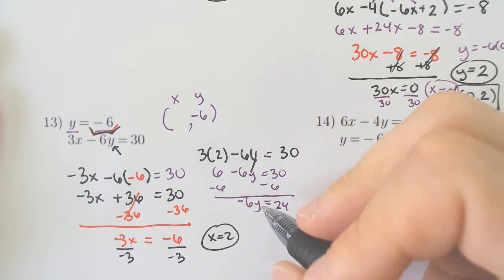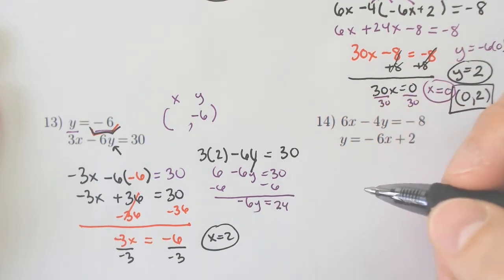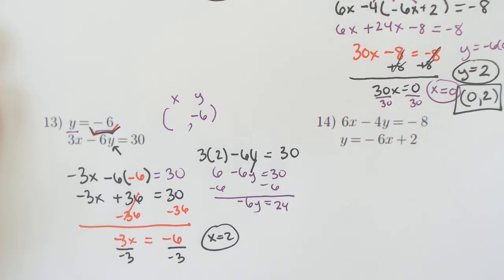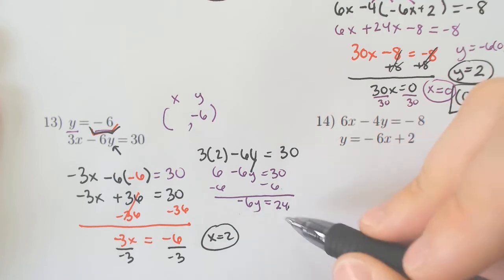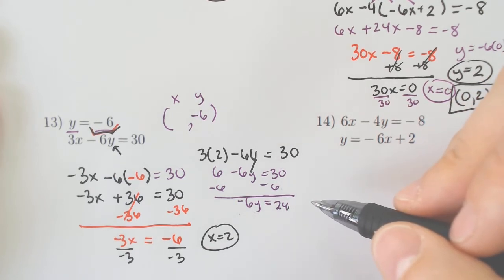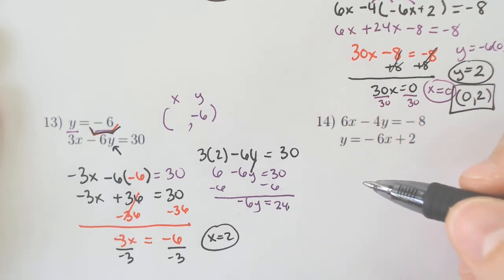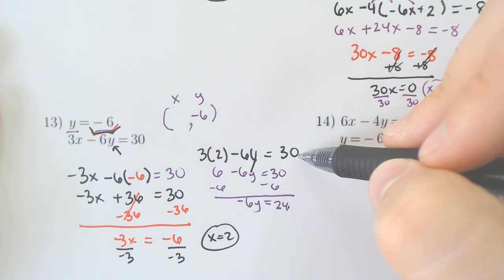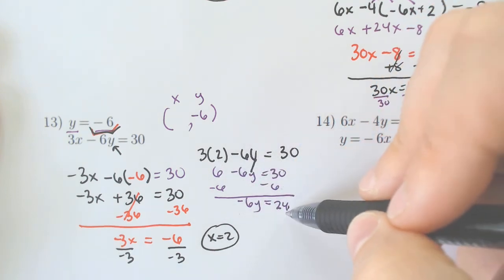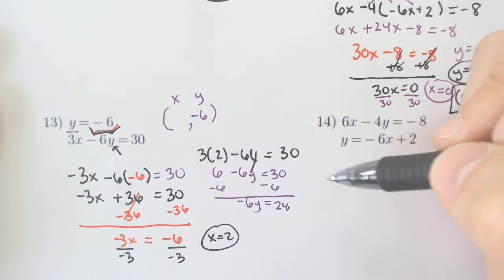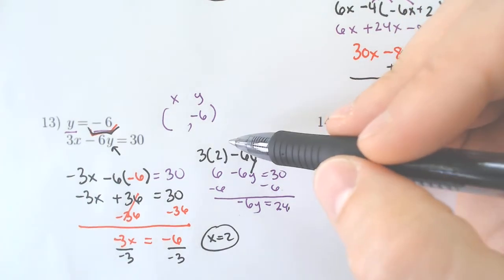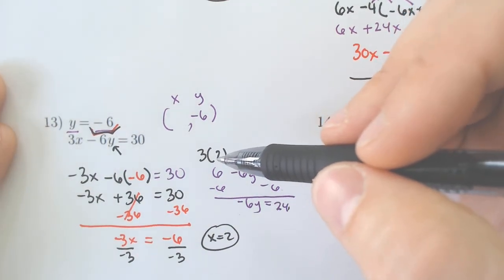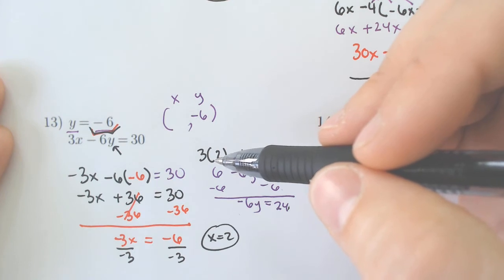And what's 24? No, man, what did I do wrong? Oh no. What happened? There's a mistake. Where's the mistake? I am sad. I will have to redo the whole problem if I can't find my mistake. 3 times 2 is 6 minus 6y equals 30. Subtract the 6, we get 24. 24 divided by negative 6 is not negative 6. It's supposed to equal negative 6. We have encountered an issue, and I am looking for said issue.